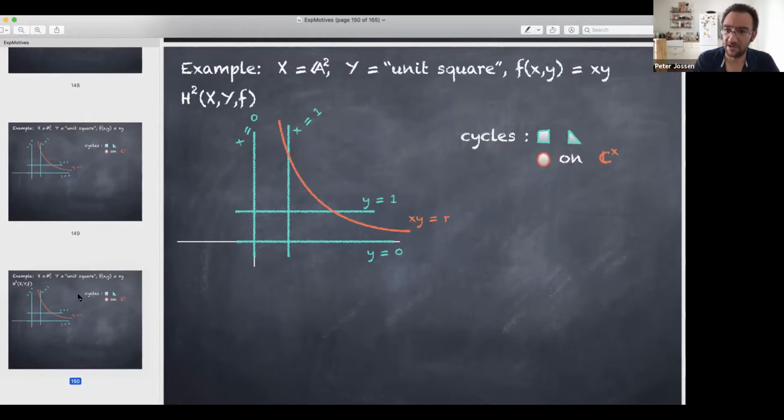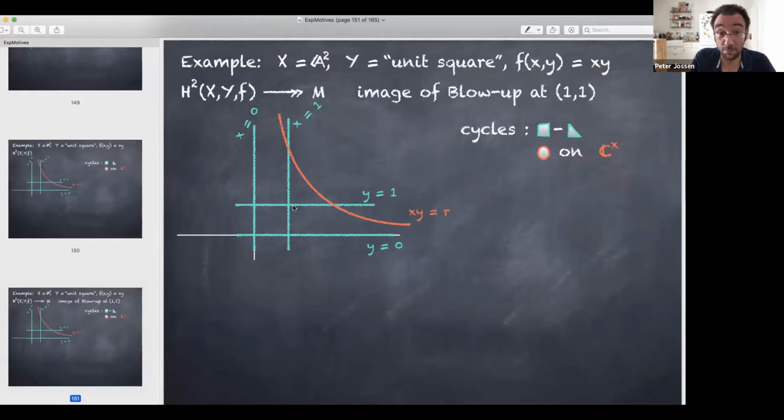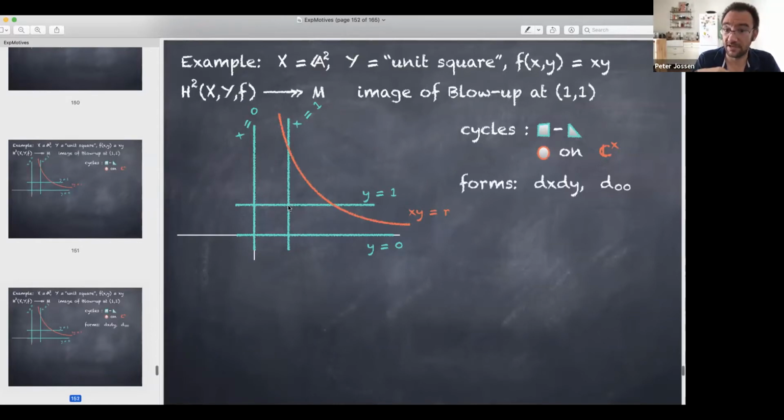What I want to do now is I'm not really interested in the square and the triangle individually, so I will pretend that the intersection at the point 1, 1 does not happen. And to pretend is actually something that we can really do. So we blow up the affine plane in this point. This separates the 2 lines. And the motif I'm actually looking at is not the H2 of X, Y, and f, but it's the image under the blow-up map of this H2 of X, Y, and f. And what happens now is that the square and the triangle cycles don't exist individually anymore, but their difference does. Right? So I have removed the intersection at 1, 1. All right. So now this M is 2-dimensional.